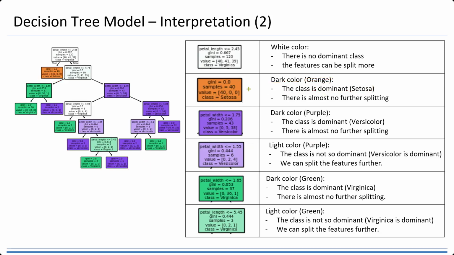Why is it dominant? You can check from this one. The Gini is 0 and the samples, there are 40 samples. So there are 40 data and the value is 40, 0, 0. It means from 40 data in this section, all 40 data belong to class Setosa.